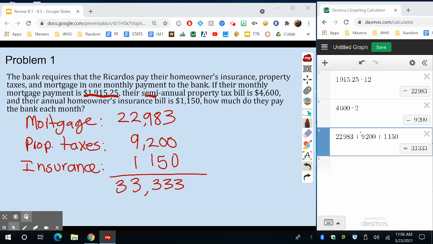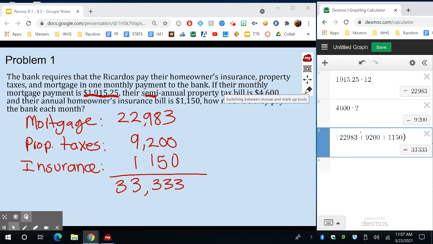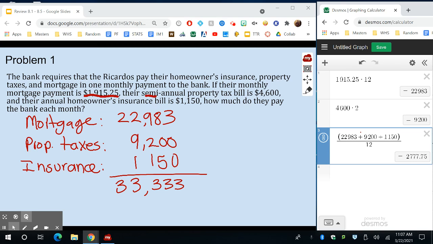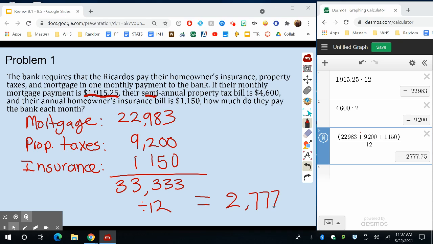Okay, so now that we have that, in order to come up with the monthly amount, we're going to divide it by 12. Okay, so divide by 12, and that gives me $2,777.75. Okay, so the Ricardos are going to send a monthly bill to the bank for $2,777.75.